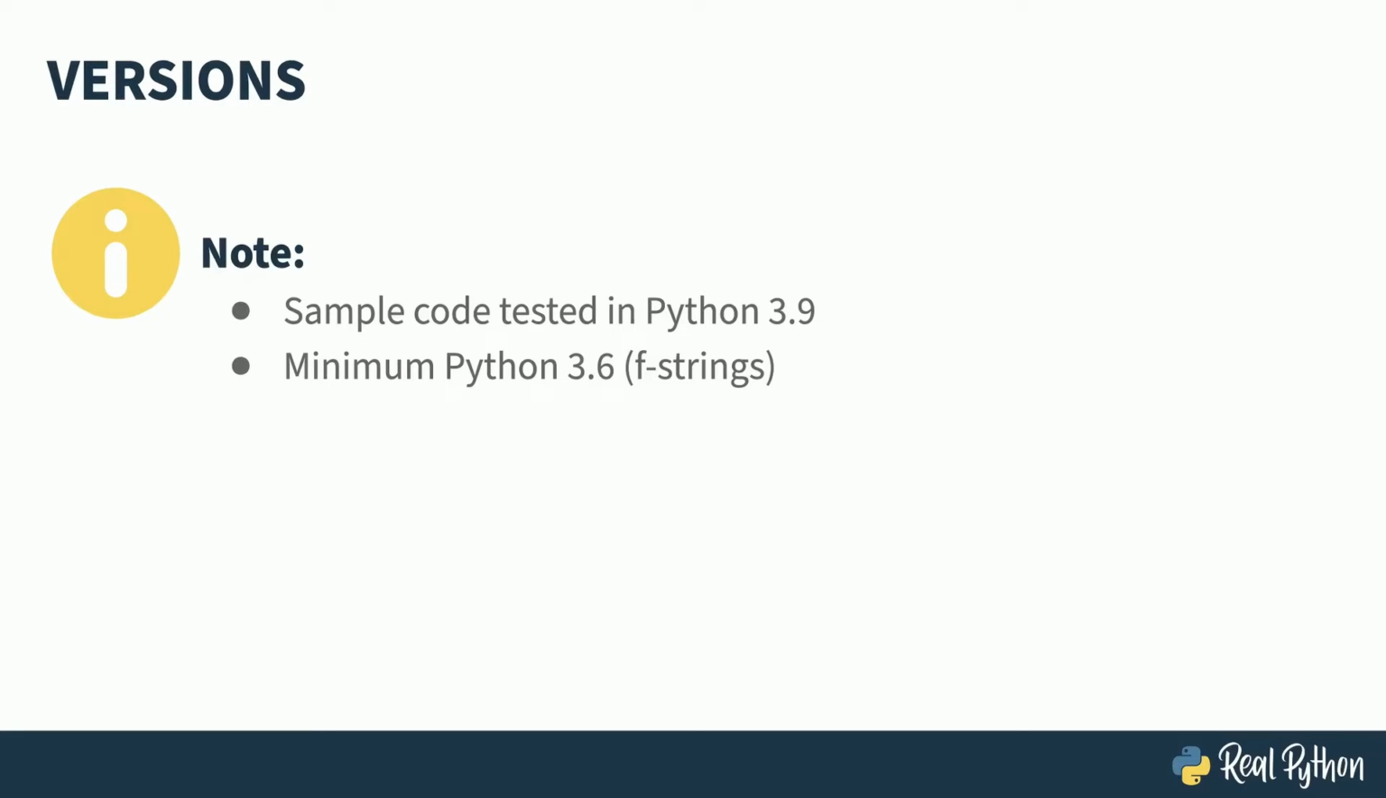A quick note about versions. The code in this course was tested using Python 3.9. Nothing is very version specific, but f-strings are used in some places. F-strings were introduced in Python 3.6, so to follow the code along exactly, you'll need at least Python 3.6.